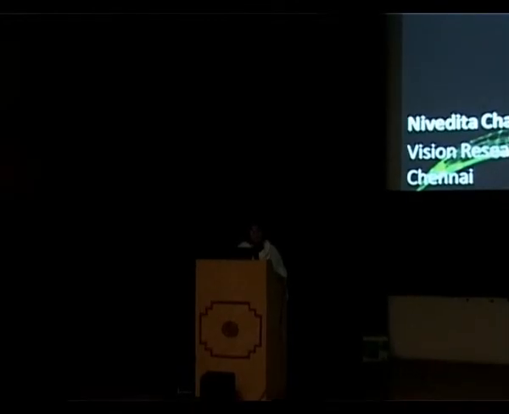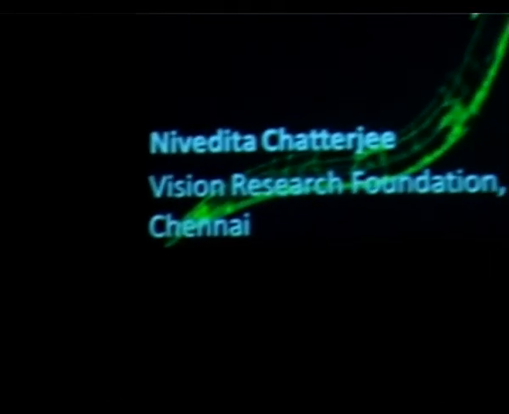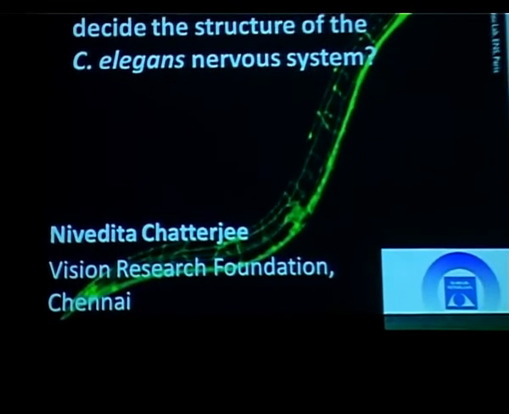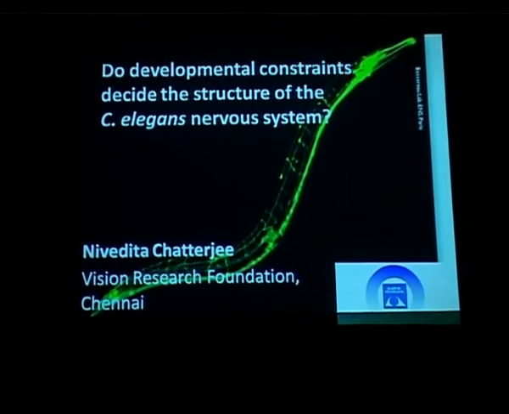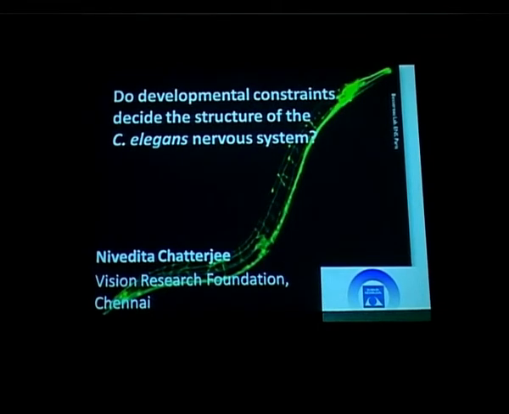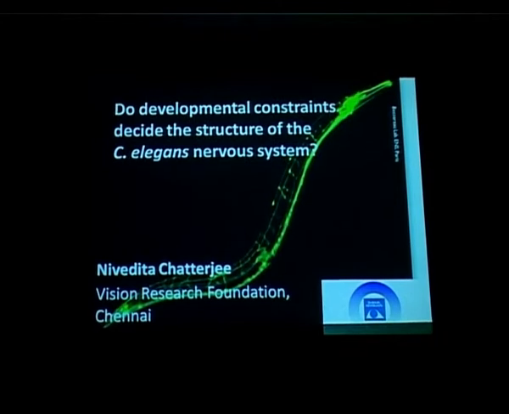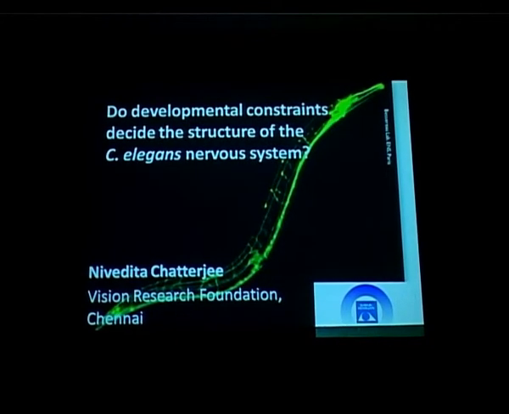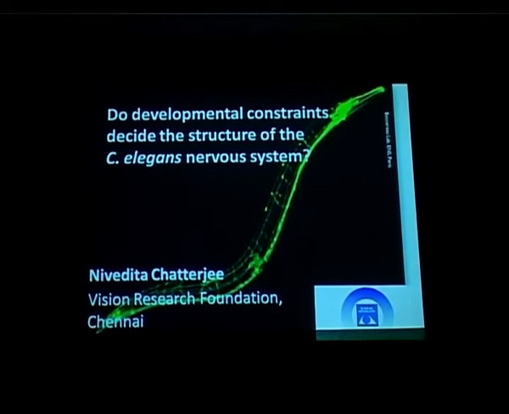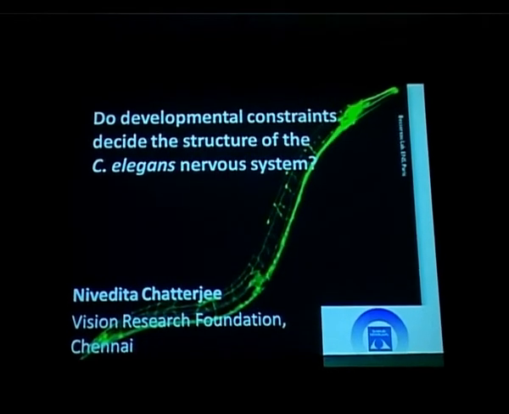telling us how C. elegans is used in experimental conditions. So, in this talk, I'm going to talk about how the huge amount of literature generated on C. elegans, the huge knowledge base that has been generated, can be used for theoretical simulations and modeling. So the question we have been asking is, do developmental constraints decide the structure of the C. elegans nervous system?